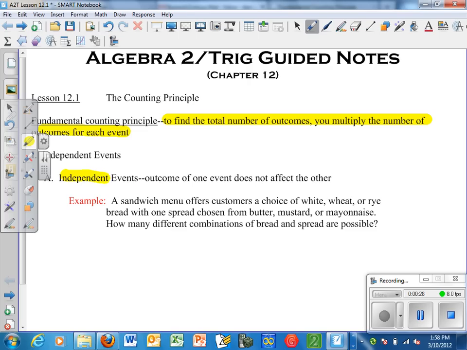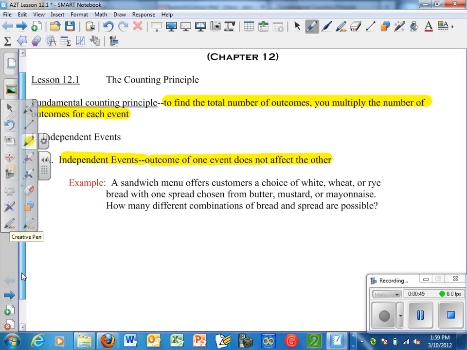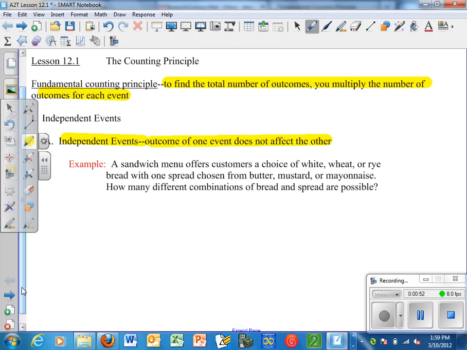Independent events: the outcome of one event does not affect the other. They are independent of each other. The outcome of the first event, for example, does not affect the next one. So if we look at this first example here, it says a sandwich menu offers customers a choice of white, wheat, or rye bread. With one spread, you either choose butter, mustard, or mayo. How many different combinations are possible?